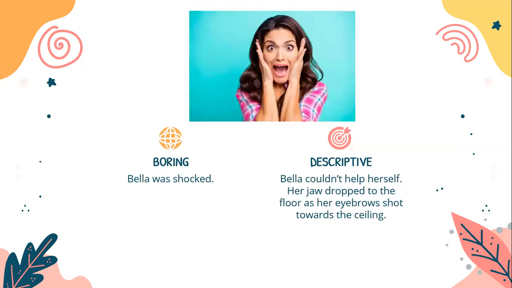Bella was shocked. Or you could say, Bella couldn't help herself. Her jaw dropped to the floor and her eyebrows shot towards the ceiling. Now you have made that entire expression in the reader's mind, and the reader can literally imagine Bella there. All right?